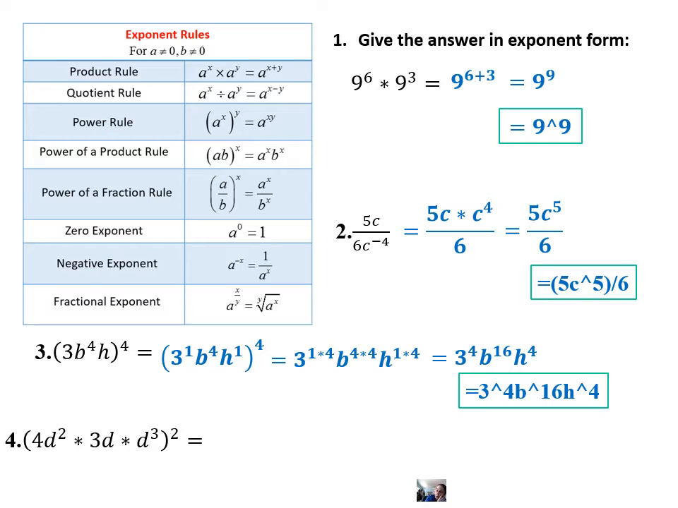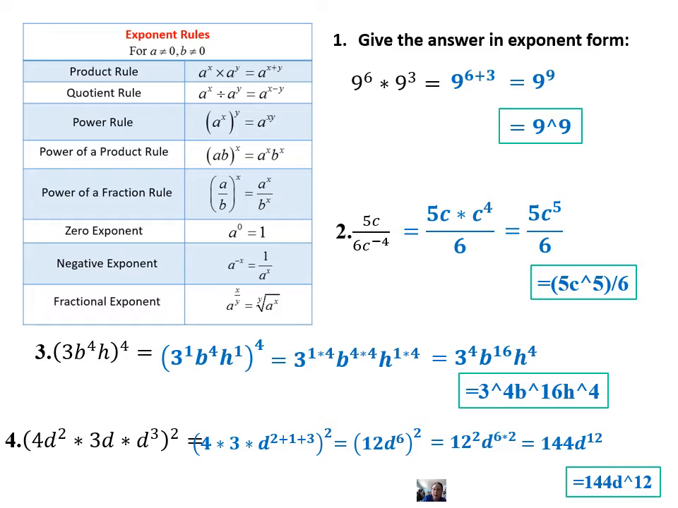And then number 4, same thing, except we can put the 4 and the 3 together and then add the powers of d. And so that's going to get us 12d to the 6th. That's raised to the 2nd power, so that means we're going to have 12 squared and d to the 6th times 2. So that's 12 squared is 144, and that's d to the 12th. And that would be typed into Summit as 144 d caret 12.